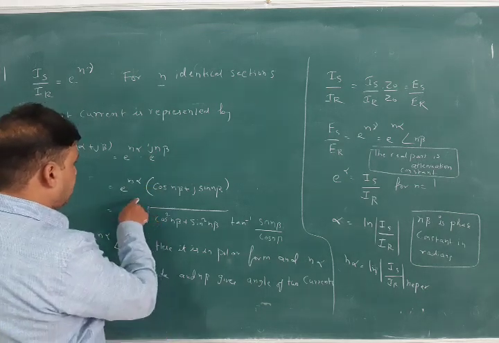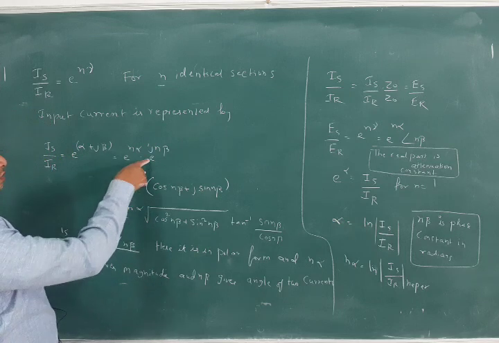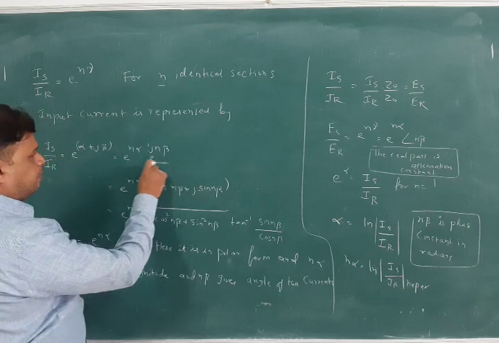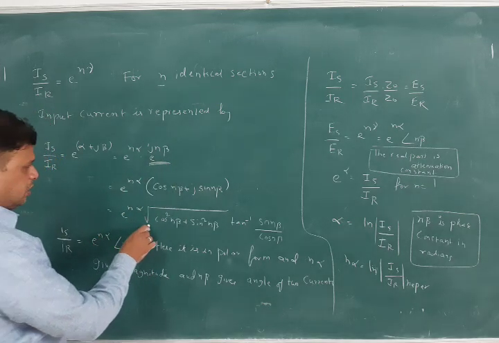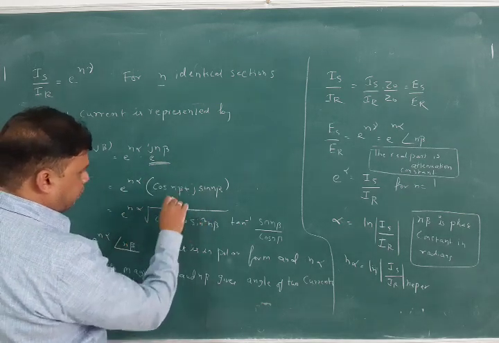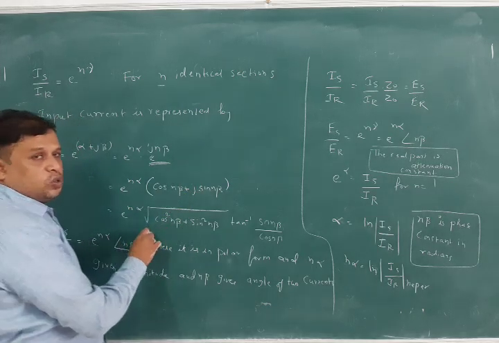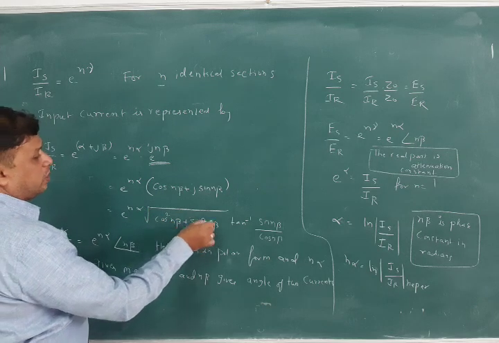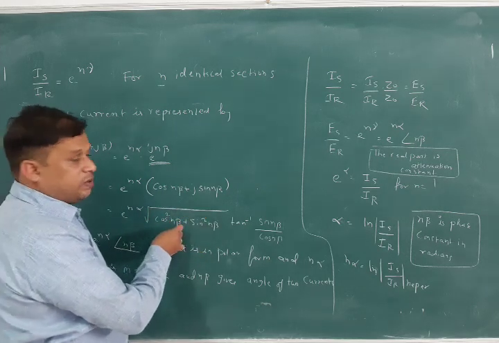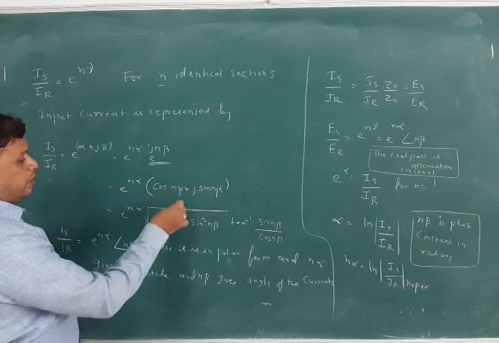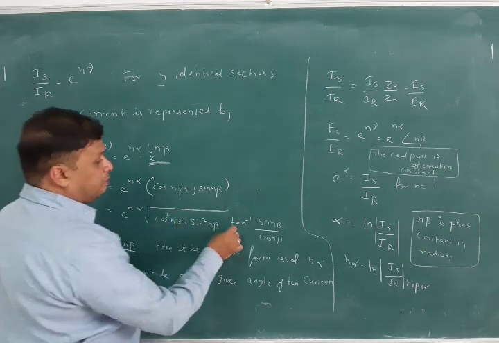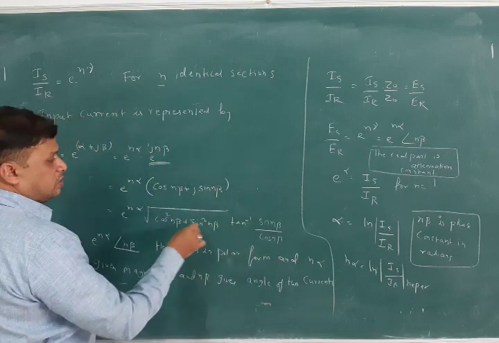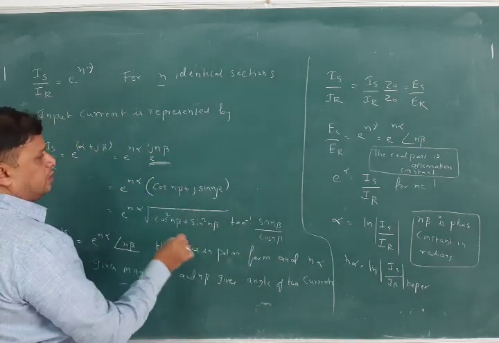Now what we do here, we will write this j n beta in the form of cos and sine, cos n beta plus j sin n beta. Later we write this rectangular form into polar form. As you know how to convert it, the square root of cos square n beta plus sin square n beta, just like square root of x square plus y square, and tan inverse of sin n beta by cos n beta.